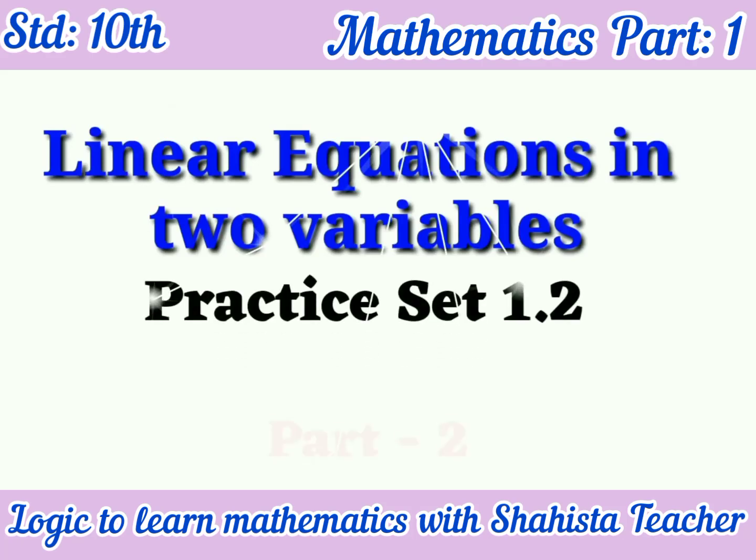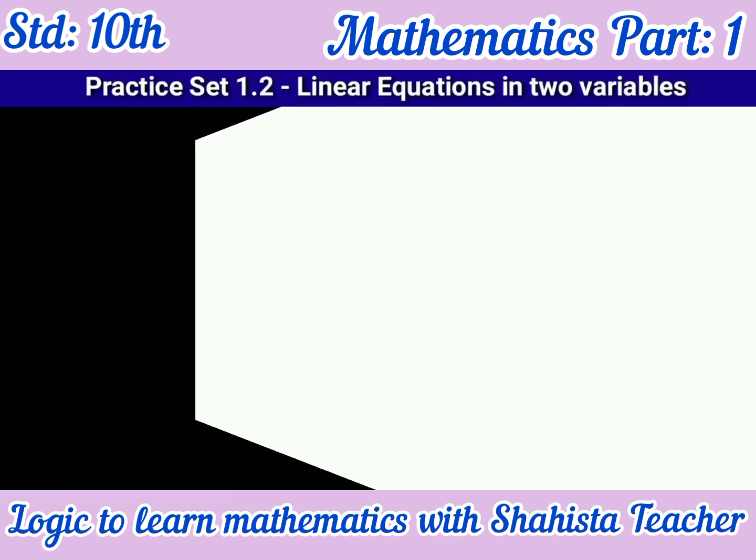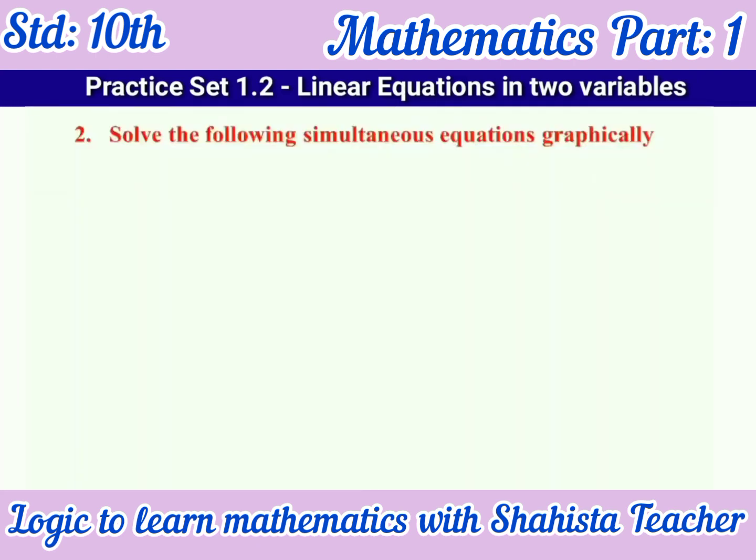Today we will solve the remaining sums of practice set 1.2. So let's solve question number 2. Solve the following simultaneous equations graphically. Sub-question 3 says that x plus y is equal to 0, 2x minus y is equal to 9. Here x and y are two variables. We are going to find the x and y values.